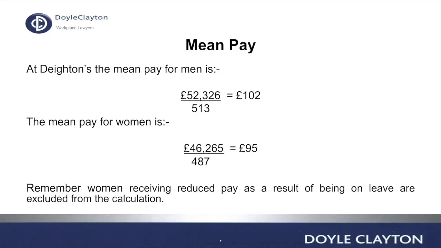The total gross hourly pay for the 487 women at Dayton's is £46,265, so their mean gross hourly pay is £46,265 divided by 487 female employees. This gives a mean gross hourly pay for women at Dayton's of £95. Now you are in a position to work out the mean pay gap. James, how is this calculated?